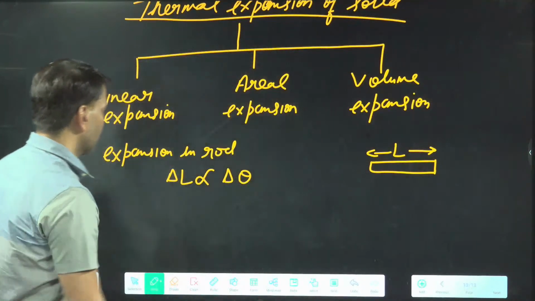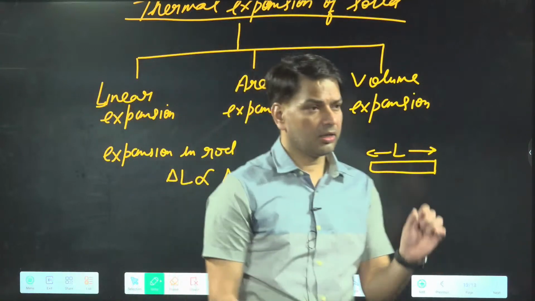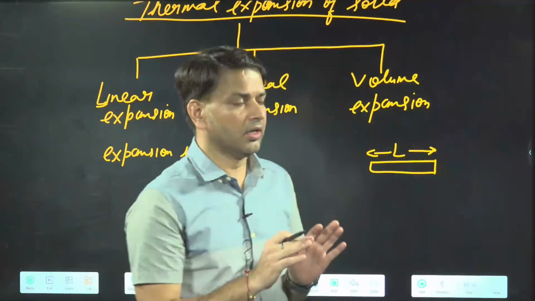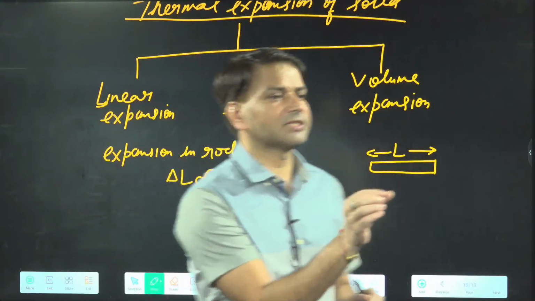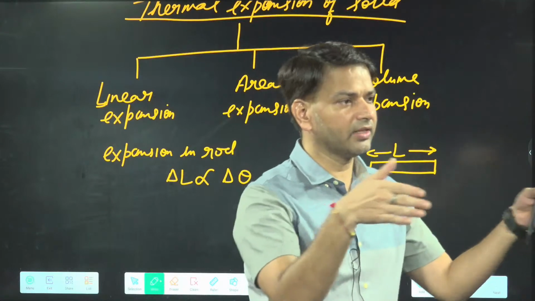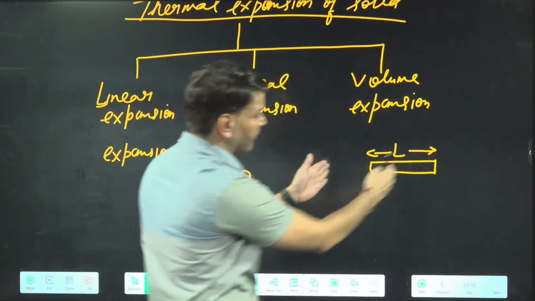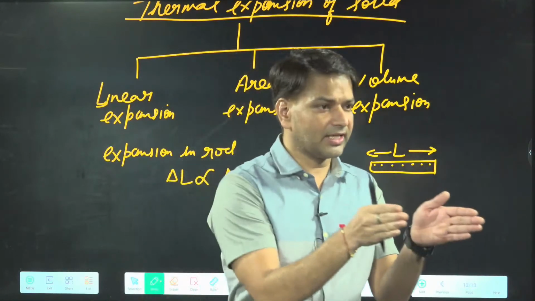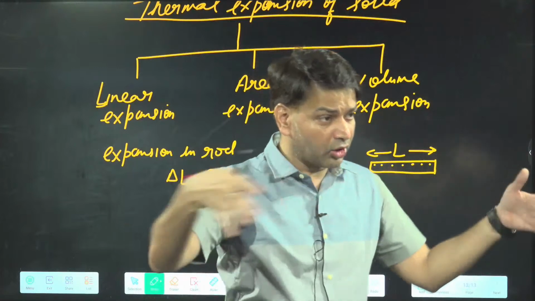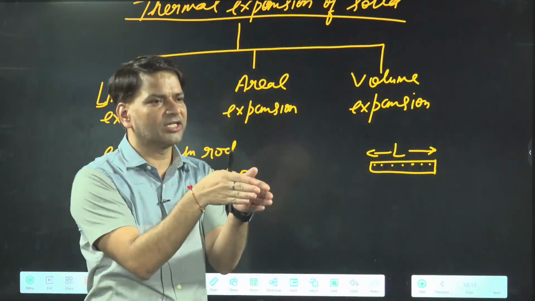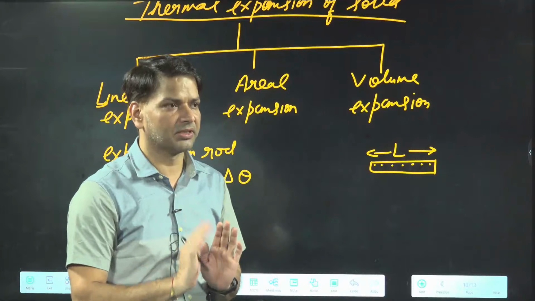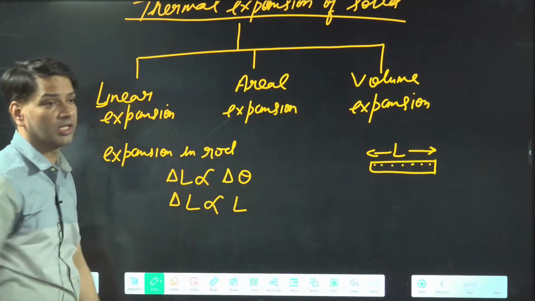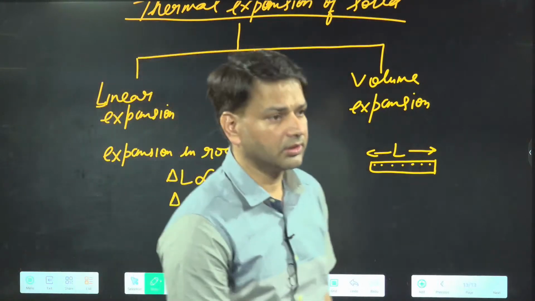Okay, now similarly, if I take a small rod and increase the same temperature, what will happen? The small rod will expand less. The more length you take, the more expansion you will observe. Why? When the rod length is more, it has more atoms. So when you increase the temperature, all atomic distances will increase, so overall you will get more expansion. But when the rod is shorter, you will get less expansion. So from that we can say what? Delta L is directly proportional to the original length. Okay, yes or no?